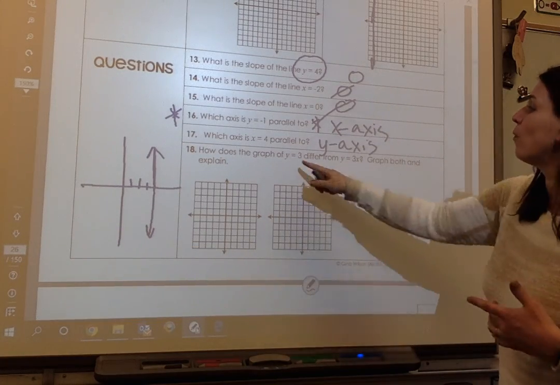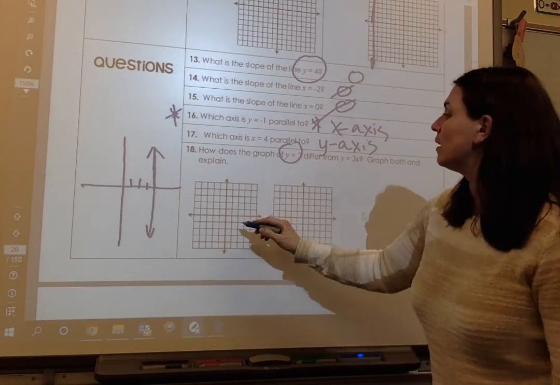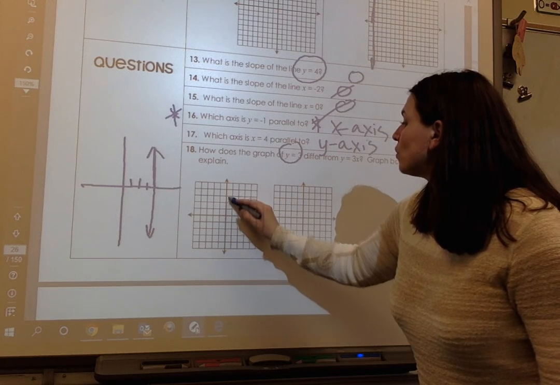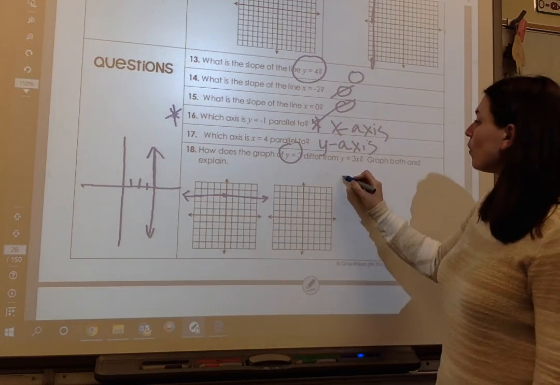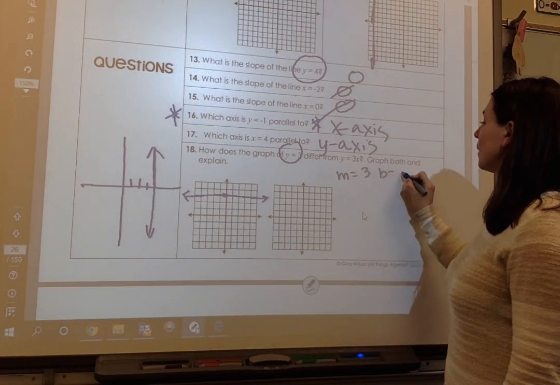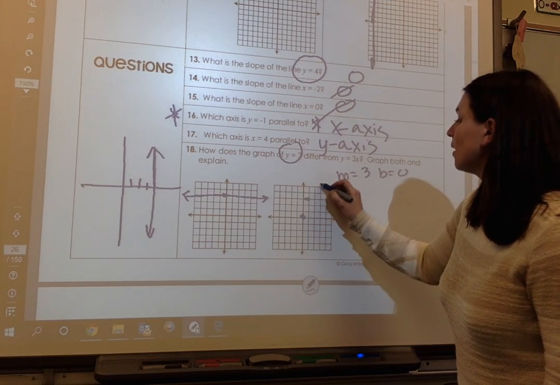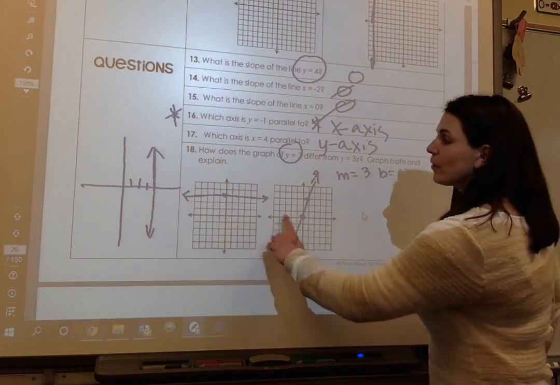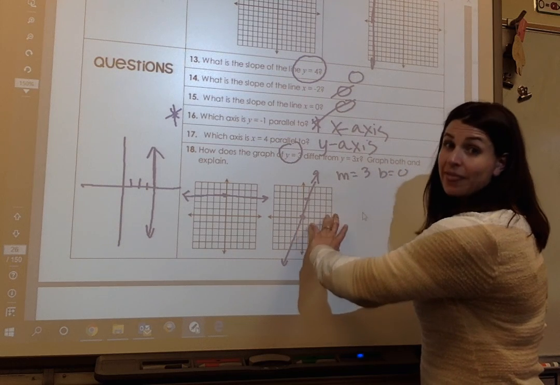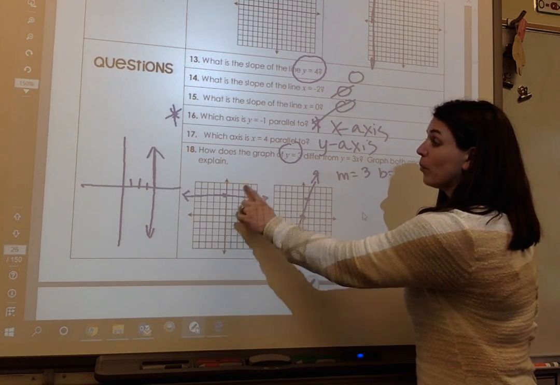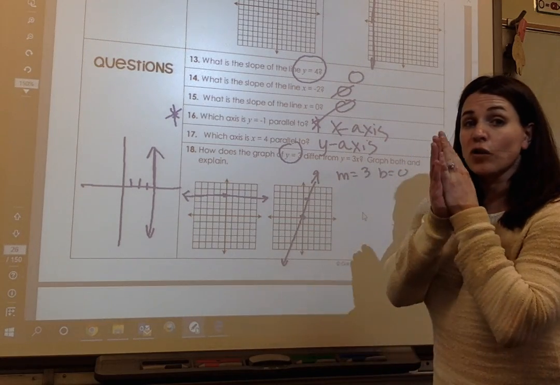How does the graph of y equals 3 differ from y equals 3x? All right, so if I graphed y equals 3, 1, 2, 3, no slope. Here, my slope is 3, my beginning point is 0. So here, my beginning point is 0, my slope is up 3/1. How are these different? Well, this one has a 0 slope. This one has a slope of 3. That's how they're different. So here, you have your beginning point. Here, you have your slope with a 0 beginning point. So hopefully that's easy. If you struggle on that, come and see me.